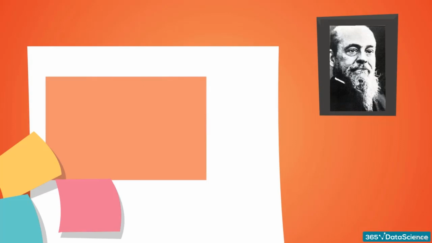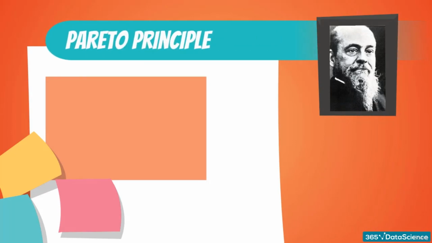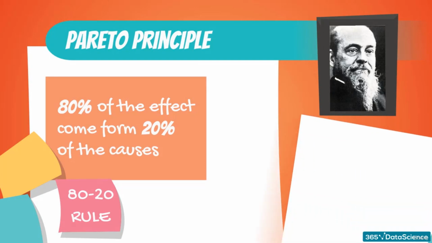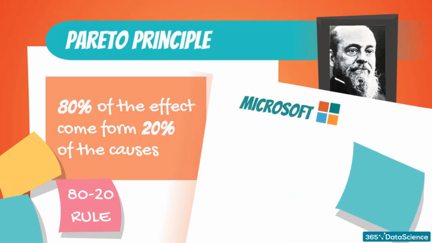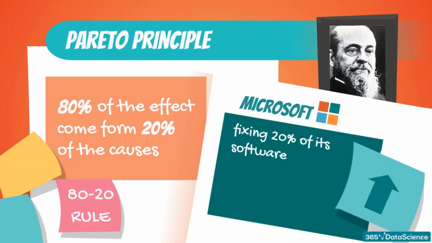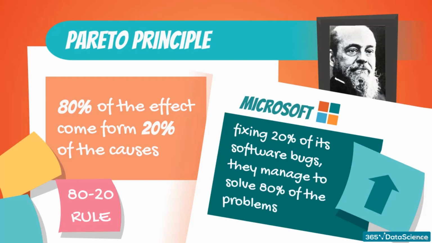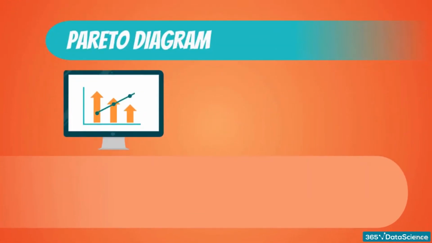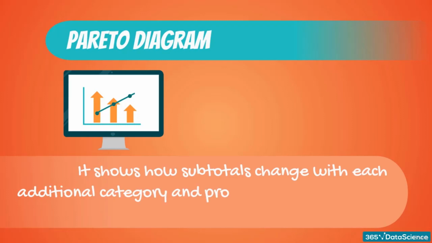You may have heard of another idea of his, the Pareto principle, also known as the 80-20 rule. It states that 80% of the effects come from 20% of the causes. A real-life example is a case at Microsoft, where by fixing 20% of its software bugs, they managed to solve 80% of the problems customers experience. A Pareto diagram can reveal information like that.